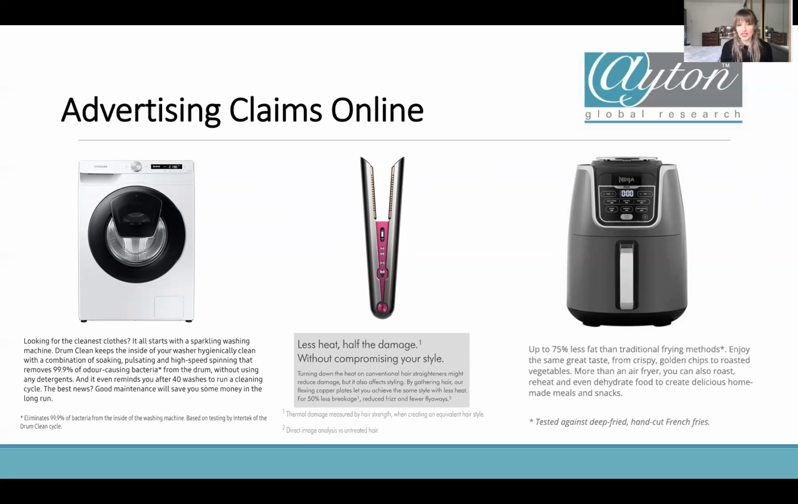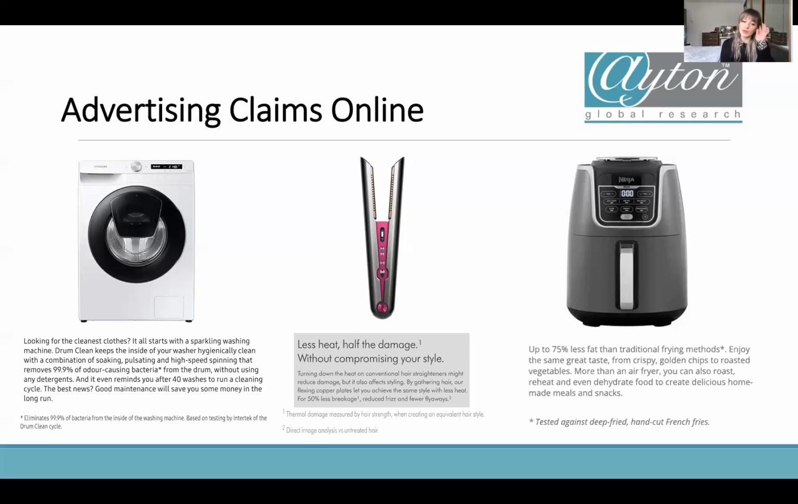We've got a hair straightener from Dyson, which are becoming very prominent with their hair products, very, very pricey hair products, but apparently they work. So it's great to see that they've got some evidence behind it as well. This one had two substantiated claims here. 50% less breakage and reduced frizz and fewer flyaways. So these are the things that they've had to substantiate there. Oh, and less heat and half the damage. That's how they worded that as well.